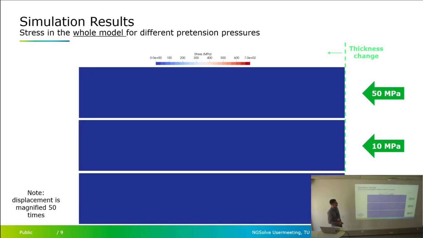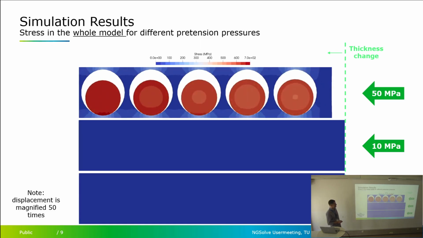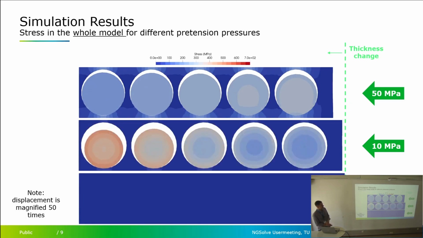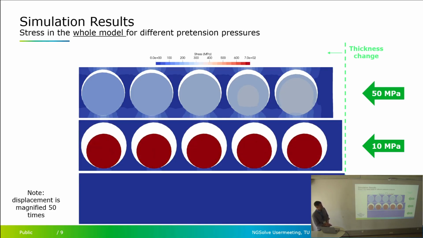Here I show 3 different simulations with 3 different pretension pressures, and what is colored is stress inside the whole model. So we can see contraction of the particle, expansion of the particle for the 50 MPa, then below for 10 MPa.